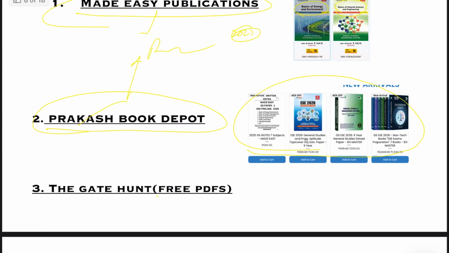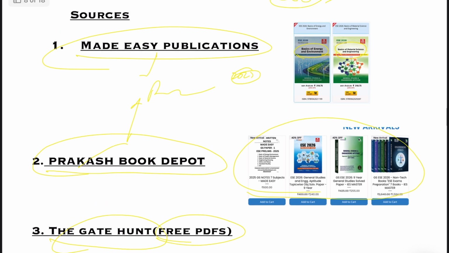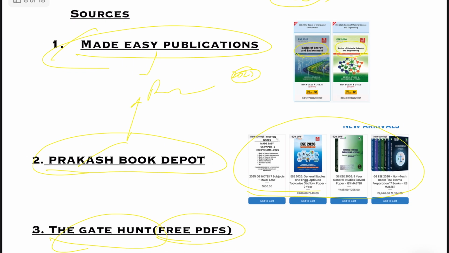And if you want free PDFs pertaining to all the subjects, there is a website called Gate Hunt. You can download free handwritten PDFs from that website. Yeah, so these are the sources that you can use for the examination. Which source you want to use all depends on you. I can't say which one is better or which one is not. For my examination, I referred to this first source.